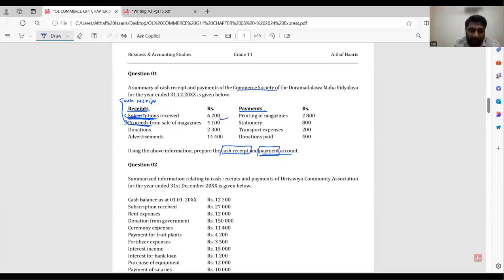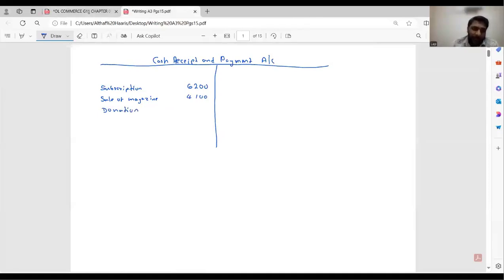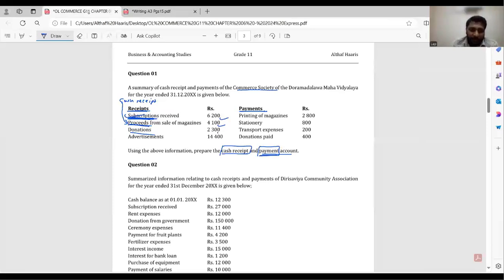Next one. Donation received. Certain good-hearted people are there, and what they will do is give donations. So donation. How much is that? 2,300.